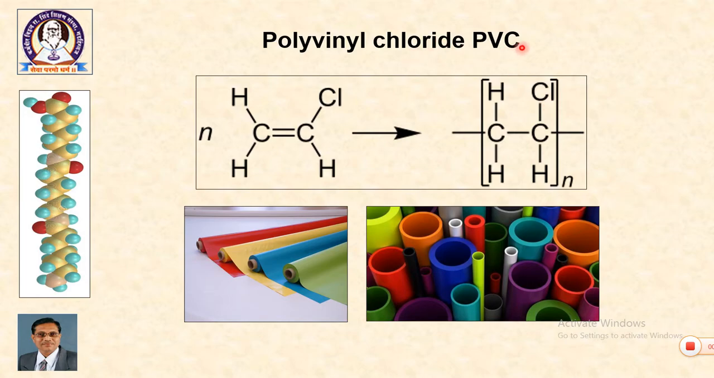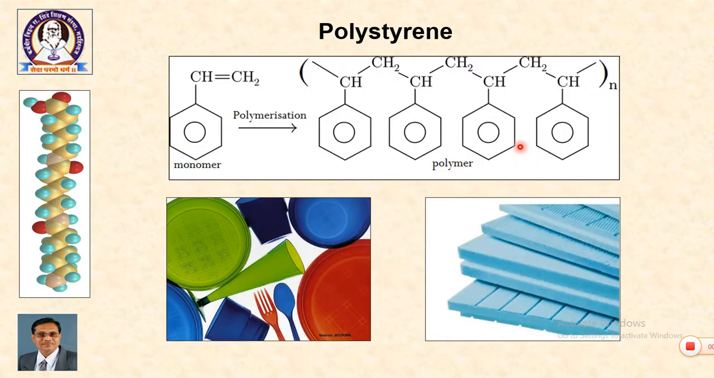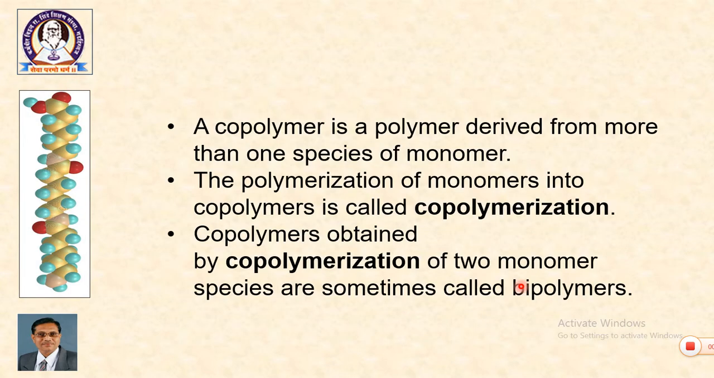Then polyvinyl chloride. Vinyl chloride gets polymerized into polyvinyl chloride, which is again a homopolymer. Polystyrene is made from styrene. Styrene undergoes polymerization and we get polystyrene. So, it is again a homopolymer.